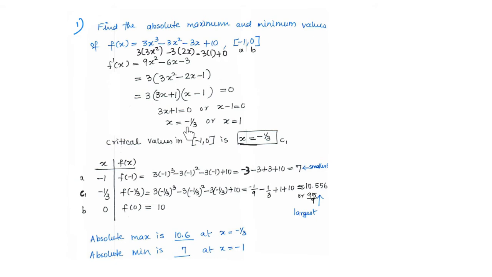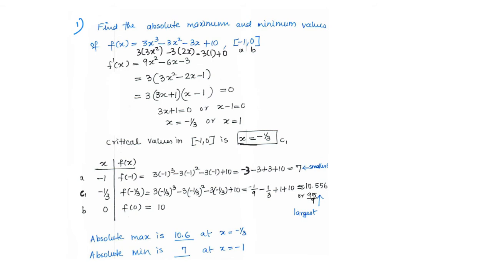We need to check whether these two values are in this interval or not. Negative 1/3 is in this interval, but x equals 1 is outside of this interval, right? Because the interval stops at 0. So 1 is not in that interval. So it has only one critical value, x equals negative 1/3. That is the only critical value in this closed interval.